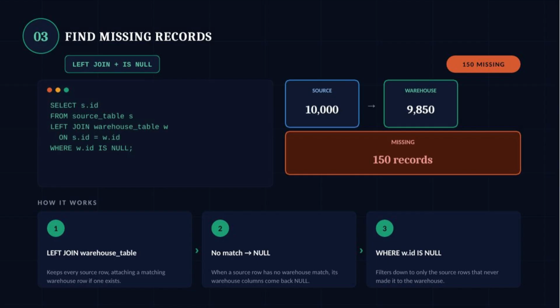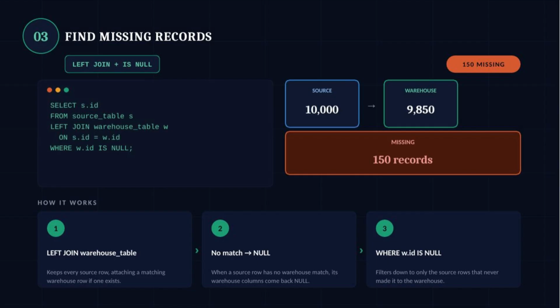Query 3. Finding missing records. This is one of the most important checks in any data pipeline, making sure every record that should have arrived actually did. Step 1. Left join warehouse_table. A left join keeps every single row from the source table, no matter what. For each source row, it tries to attach a matching row from the warehouse table. Step 2. When there's no match, you get null.